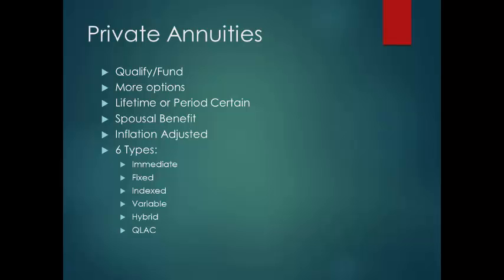Some of the private annuities actually have the inflation option as well. As you would expect, the income you'll receive will be slightly lower, but every year it will increase over and over. And the 6 types of annuities we're going to discuss are the immediate annuity, fixed annuity, indexed annuity, variable annuity, hybrid annuity, and a QLAC, which is Qualified Longevity Annuity Contract.